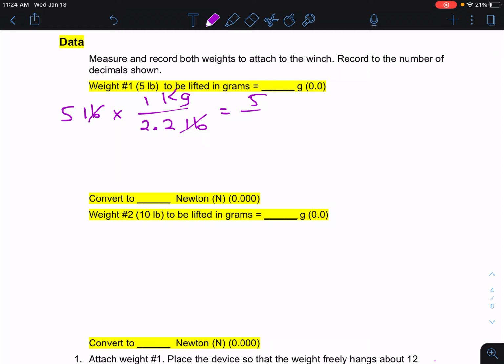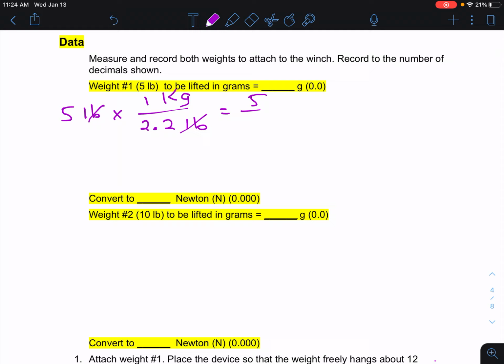I went through all this introductory information. You need to have in your lab notebook everything that's in yellow written up, and you will turn that in. As well, you need to have all this data filled out, and that's what I'm going to review with you right now. The first part says to measure and record both weights and attach to the winch, record the number of decimals shown.